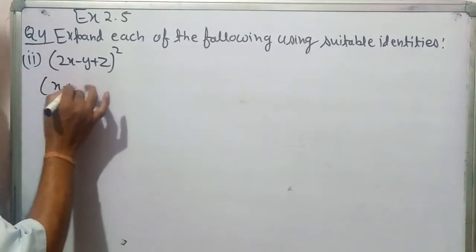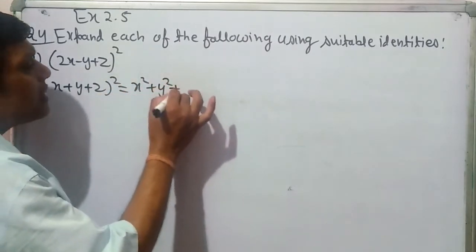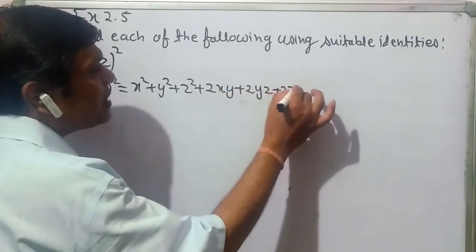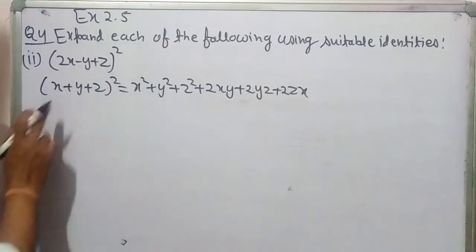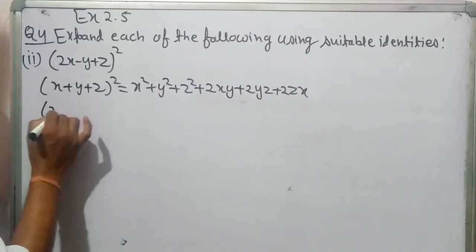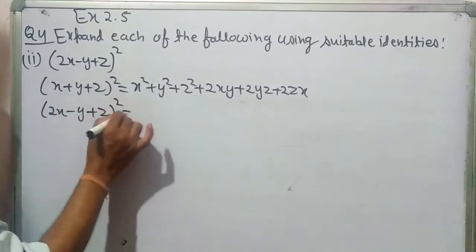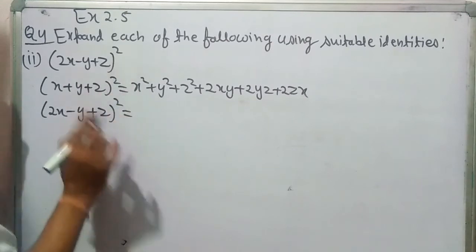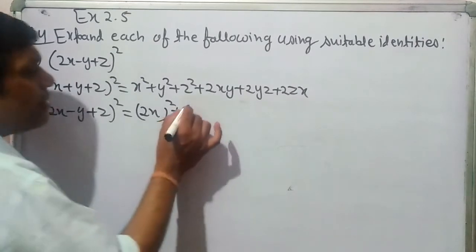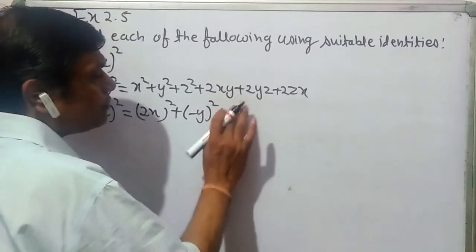The second part of this question is 2x minus y plus z whole square. Again we are going to use the same identity, x plus y plus z whole square is giving x square plus y square plus z square plus twice xy plus twice yz plus twice zx. But we have to be careful about the signs. In place of x we have 2x, in place of y we have negative y, and in place of z we have positive z. In place of x, twice x whole square. In place of y, negative y square. In place of z, z square. We can put it directly.